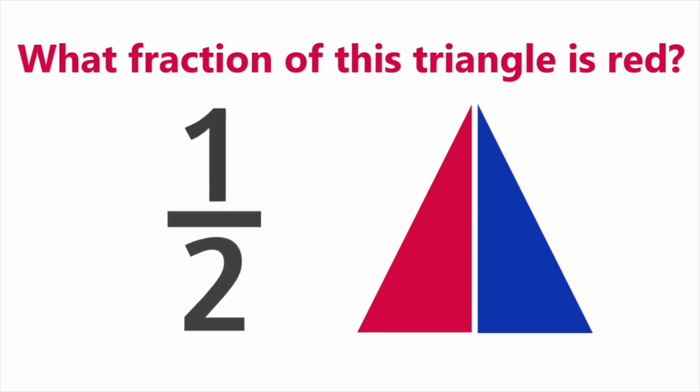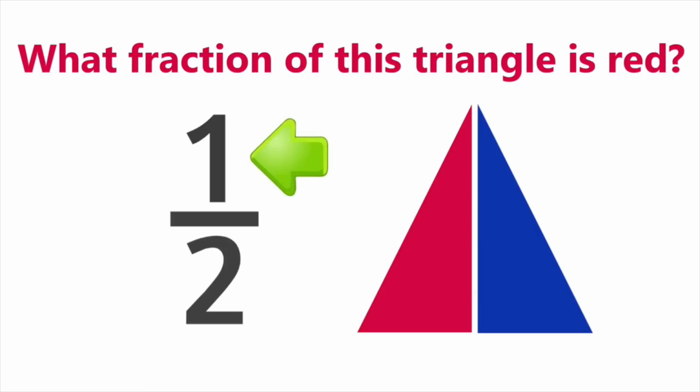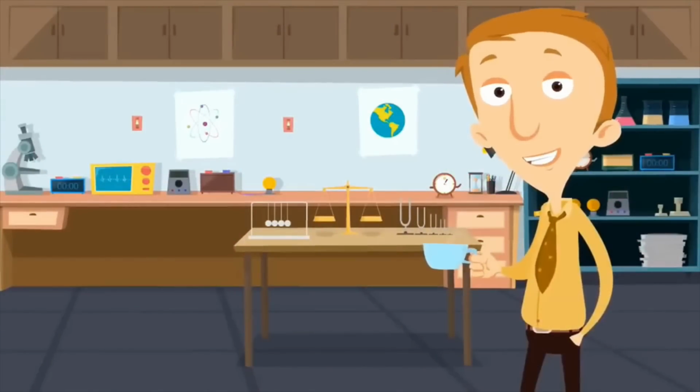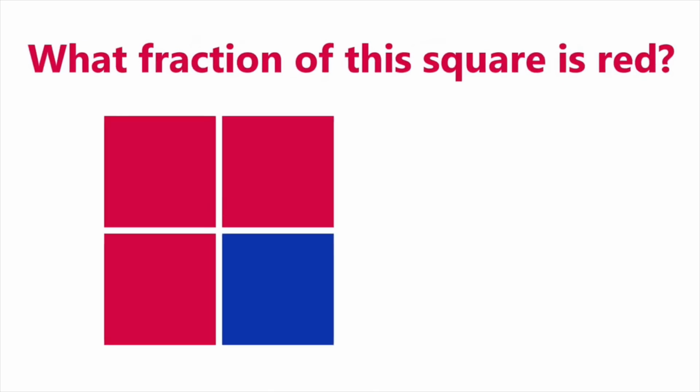Yeah, 1/2. Half of the triangle is red. Great. The numerator shows us how many parts are red. Just one part is red. The denominator shows us how many total parts the triangle is split into. The triangle is split into 2 equal parts. Awesome job. Okay, what fraction of this square is red?